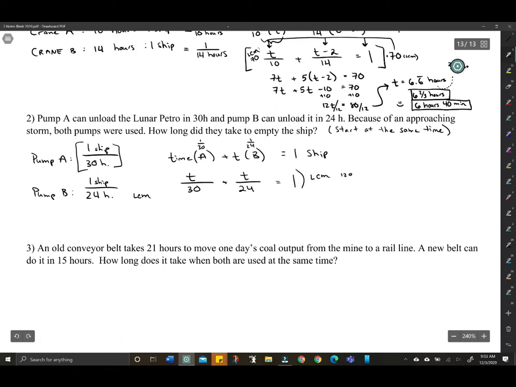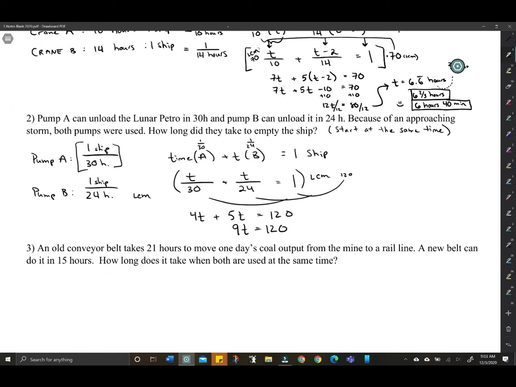So 120 divided by 30 is just 4. 120 divided by 24 is 5. And that's going to be equal to 120. So 9t is equal to 120. And pretty harmless there. 120 divided by 9 is 13.3 repeated hours. Also 13 1/3 hours. Or if you want to be fancy, 13 hours and 20 minutes. So all those would be acceptable.